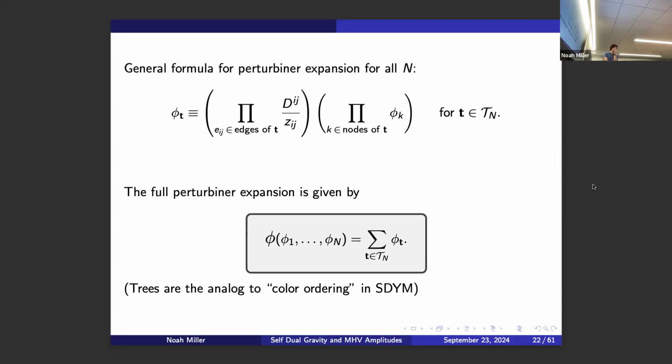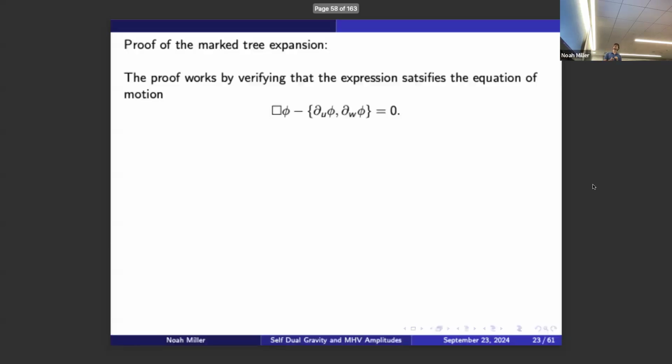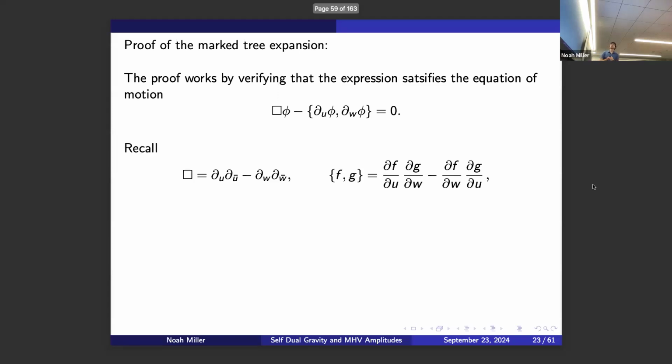here's the only way I know how to prove this formula. You really shouldn't give proofs in talks, but I feel like it gives a flavor for how this all works. So I'm just going to do it, and then it'll be over. The main thing is to give you a flavor for how one can manipulate these tree formulas. So the proof works by just verifying that if we plug our tree formula into the second heavenly equation, we have to solve the second heavenly equation.